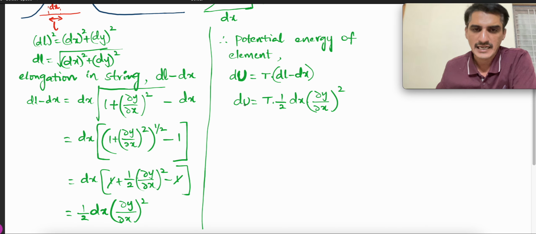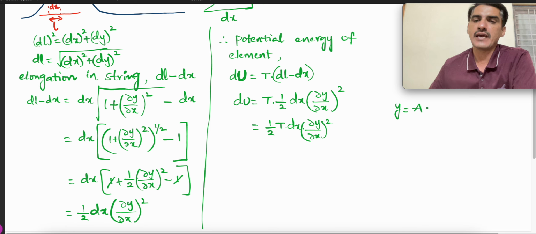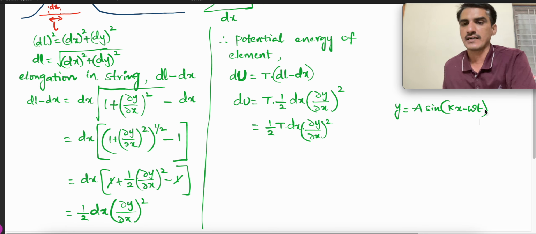Okay, in that du, let us write it clearly: half into T into dx into (dou y by dou x) whole square. Here let us write what is dou y by dou x. Let us write the wave equation here. y is equal to a sin(kx minus omega t). y is equal to a sin(kx minus omega t).